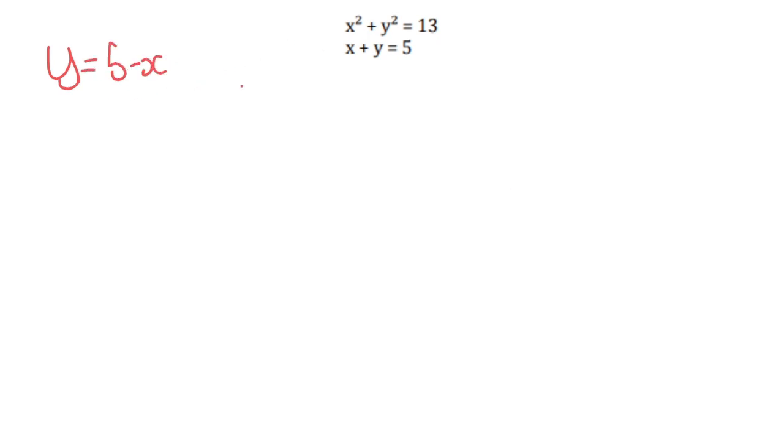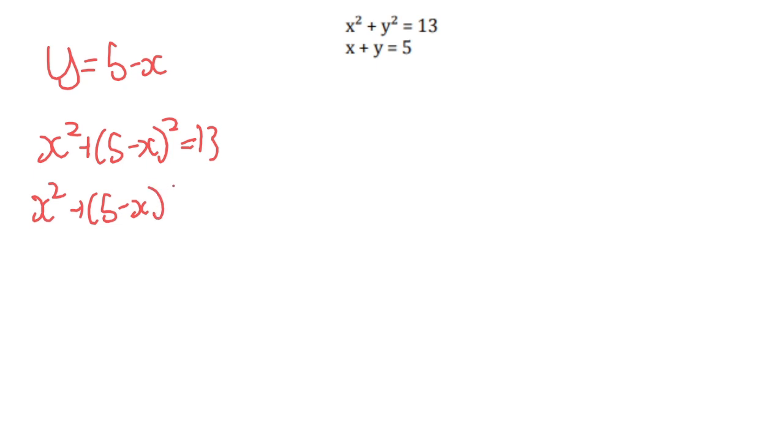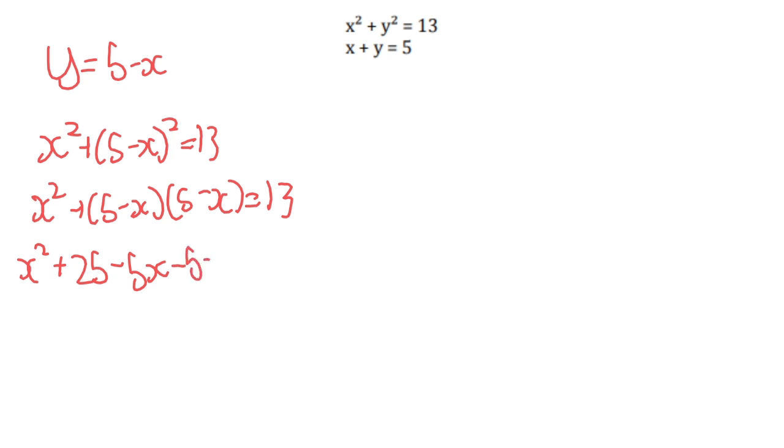Now I have that, I can substitute that in here to get x squared plus 5 minus x squared equals 13. I would split that into two brackets so I can expand it. 5 minus x times 5 minus x equals 13. Okay, now I'd have to expand it by multiplying each term by the other term. So 5 times 5 is 25, 5 times -x minus 5x, -x times 5 minus 5x, then -x times -x plus x squared. That all equals 13.